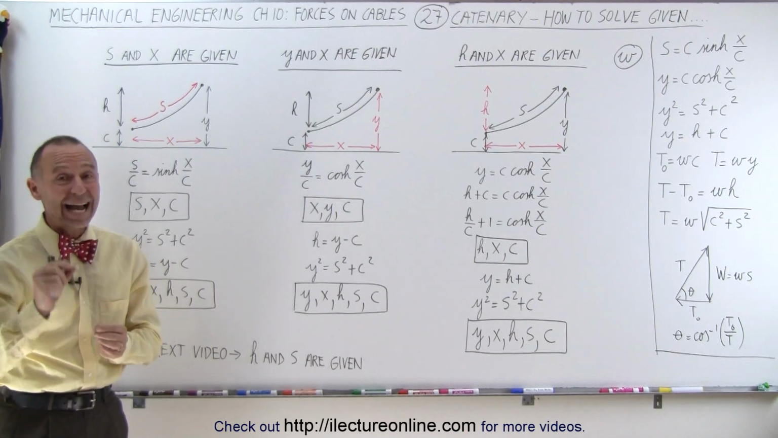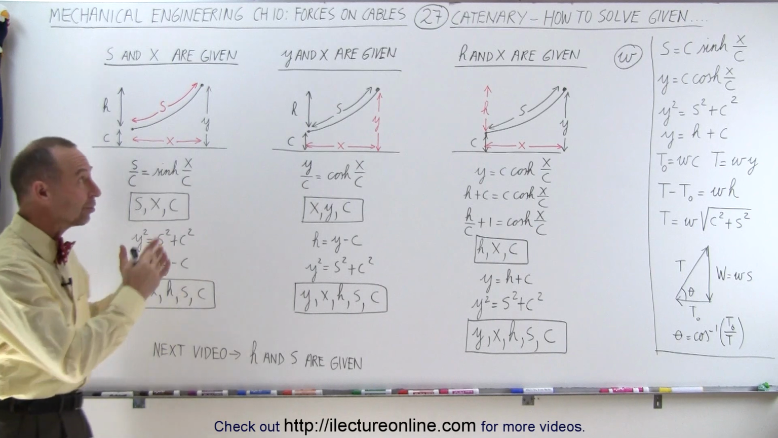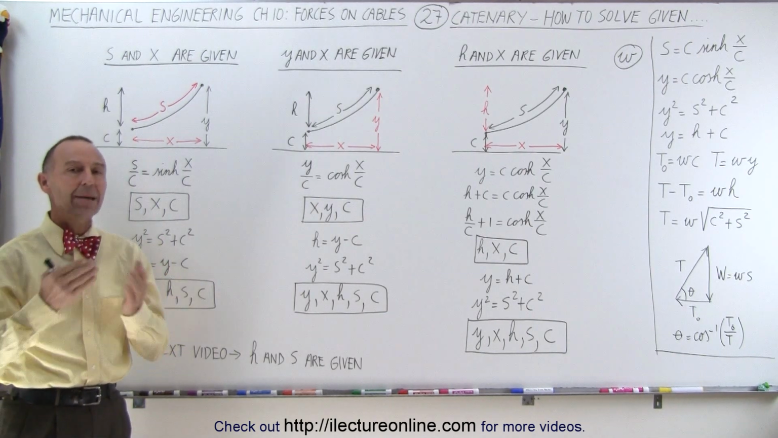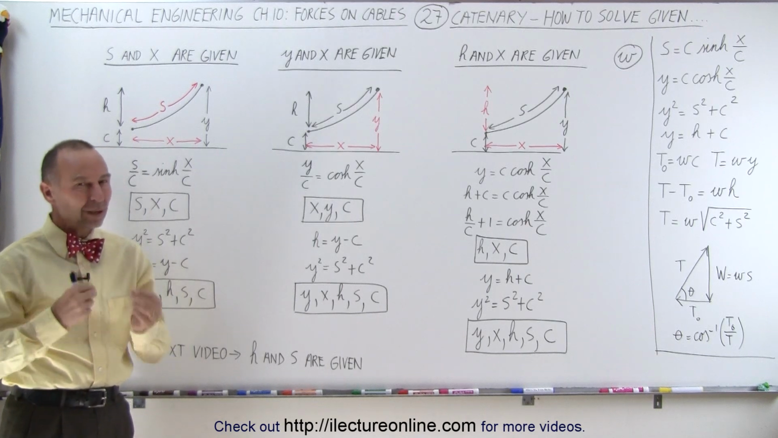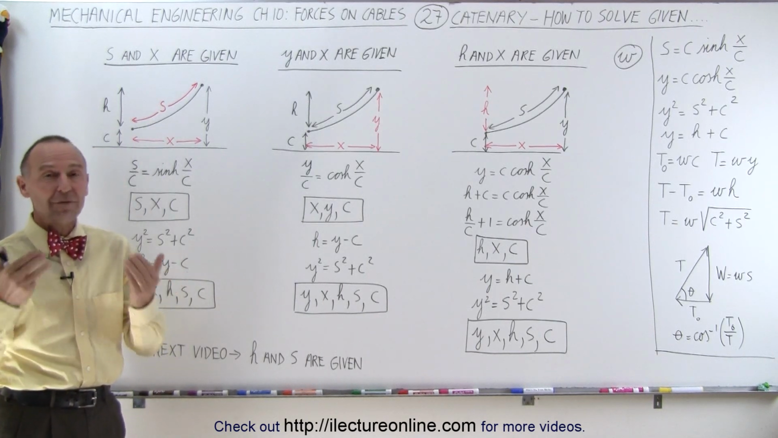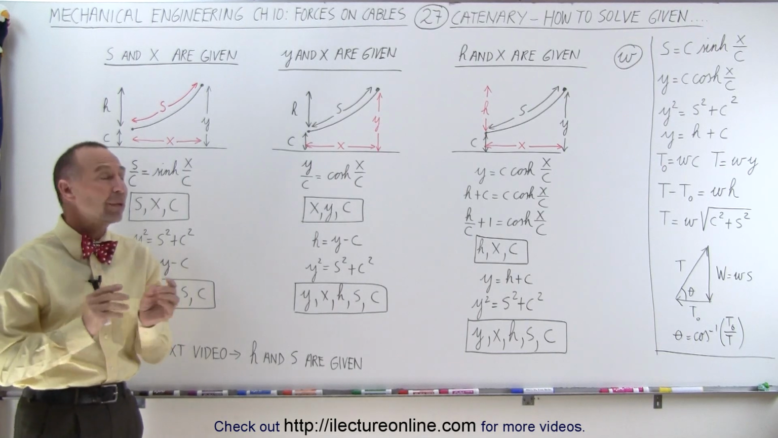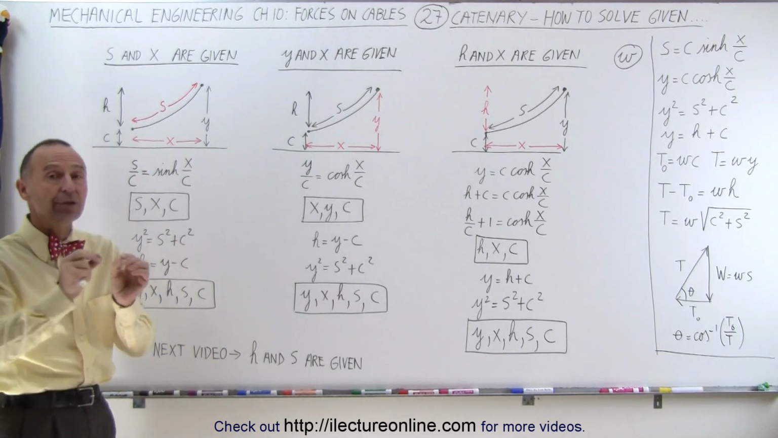In this video, we're going to attack the catenary problem in a more systematic fashion. There's actually 9 variables associated with this particular problem. Of course, the catenary is what we call the hanging cable problem, and it's somewhat difficult to figure out how to solve any particular problem you may encounter.